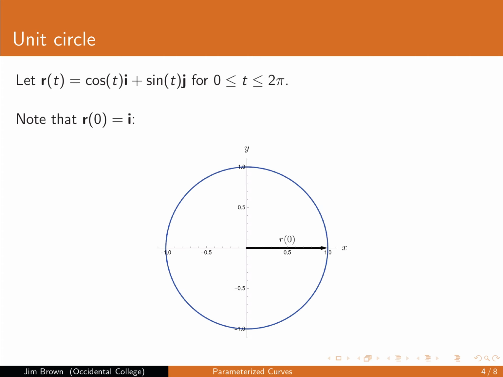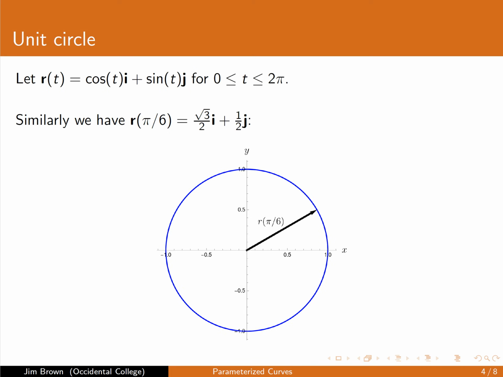So if I plug in t equals 0, I have cosine of 0 i, which is just i, plus sine of 0 j, and so sine of 0 is 0. So r of 0 is just the vector i. So we see we have this pictured here. So r of 0 is just this vector i. So it traces out, if we think of the tip of this as just at the point 1, 0. So it's this point 1, 0 on our curve, unit circle here.